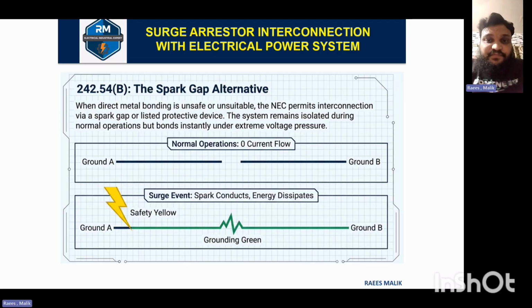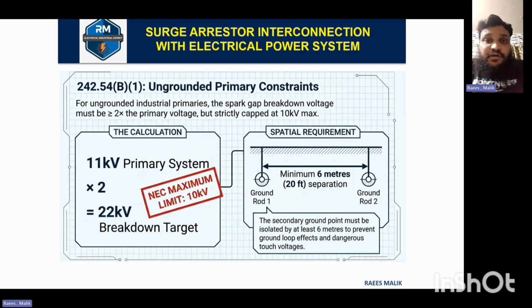For 242.54B1, for an ungrounded primary system, the voltage shall always be greater than 2 times the primary voltage, but strictly kept at a maximum of 10 kV. In the picture there is a calculation: 11 kV multiplied by 2 is 22 kV. That is the breakdown voltage, as per NEC. But the NEC limits the maximum to 10 kV.